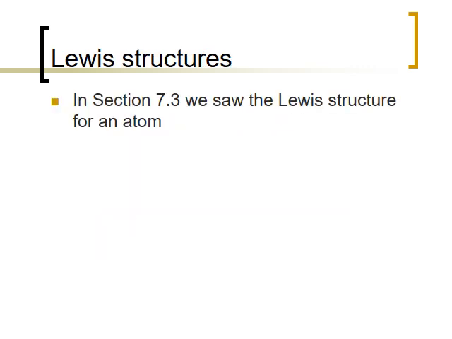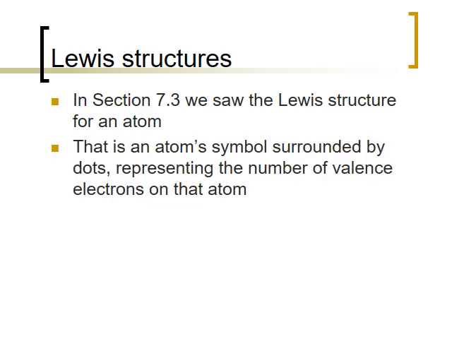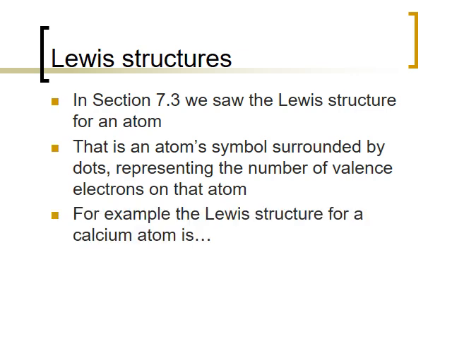So in section 9-1, we saw the Lewis structure for an individual atom. This was the atom symbol surrounded by dots that represented the number of valence electrons for that atom. The Lewis structure for calcium would be its symbol Ca. Since calcium is in group 2, it has 2 valence electrons. We would see calcium with 2 dots on it.